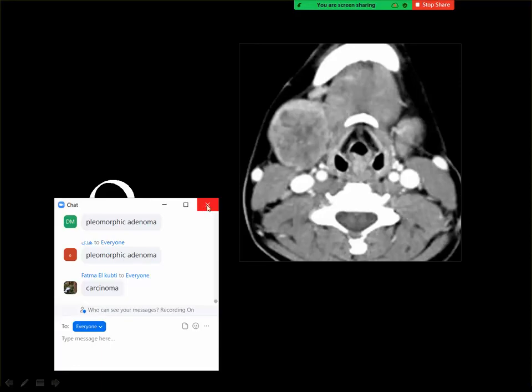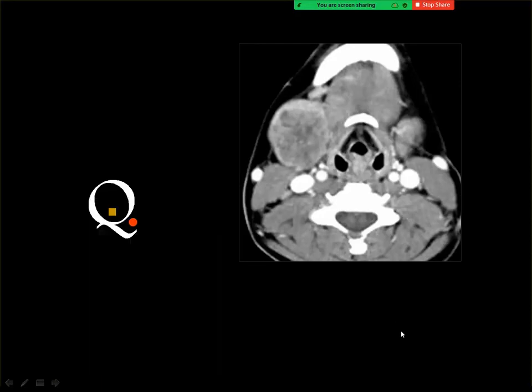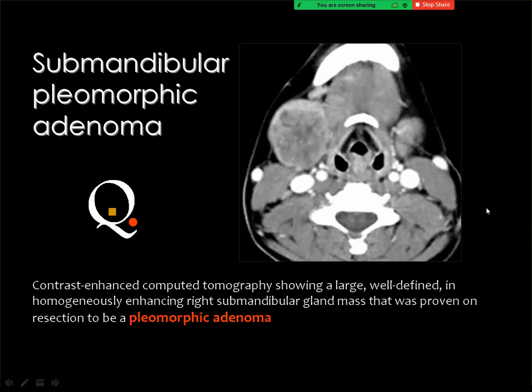Very good, and both answers are good. This may be a pleomorphic adenoma and maybe a carcinoma. You cannot separate both unless you can see evidence of malignancy, like the presence of invasive character of the adjacent soft tissues or the presence of metastatic lymphadenopathy. Then this lesion was proved by biopsy to be a pleomorphic adenoma in the submandibular salivary gland, which is a little bit rare compared to the pleomorphic adenoma of the parotid gland.